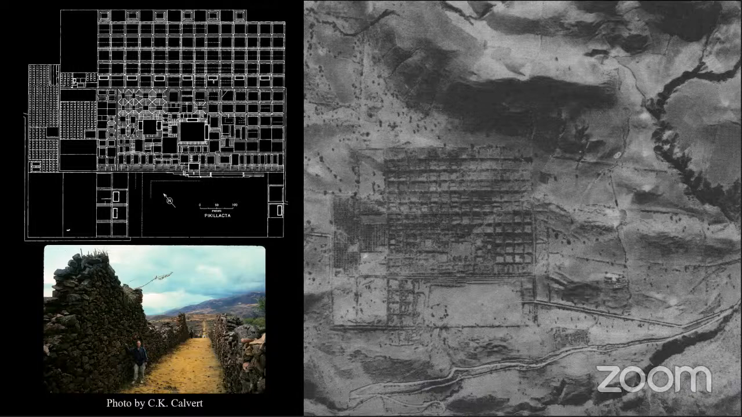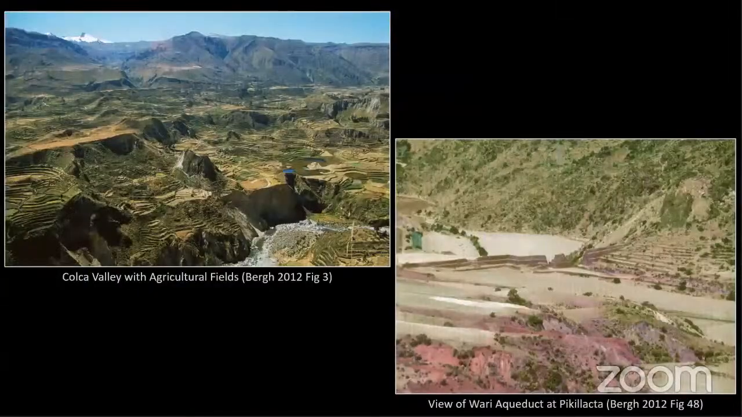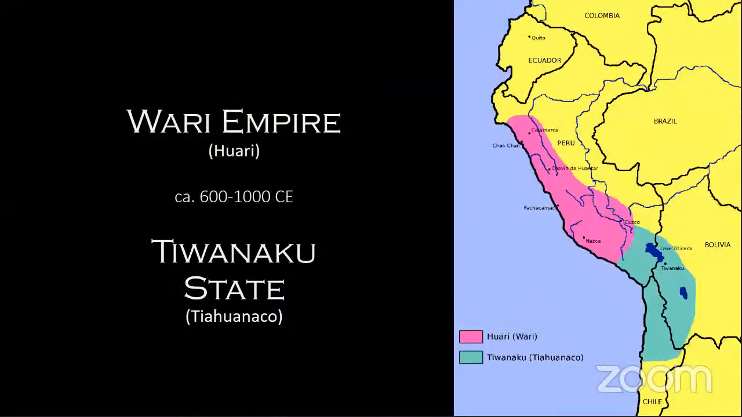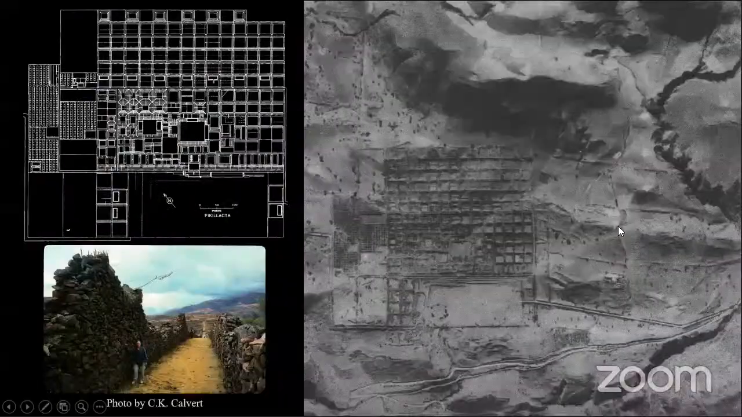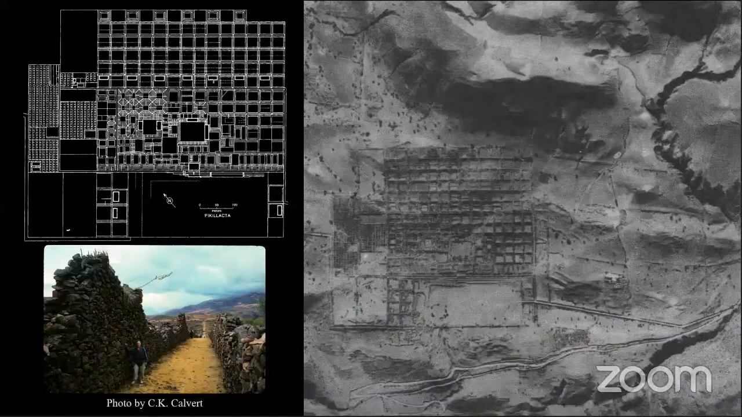site of Piquillacta, located just south of Cusco at around 9,000 feet above sea level. By the way, I didn't point out, Cusco is right here, so Piquillacta would be around here. It was a large Wari ceremonial site, not a habitation site. It had stone walls, some of which were over 3 stories high in places.